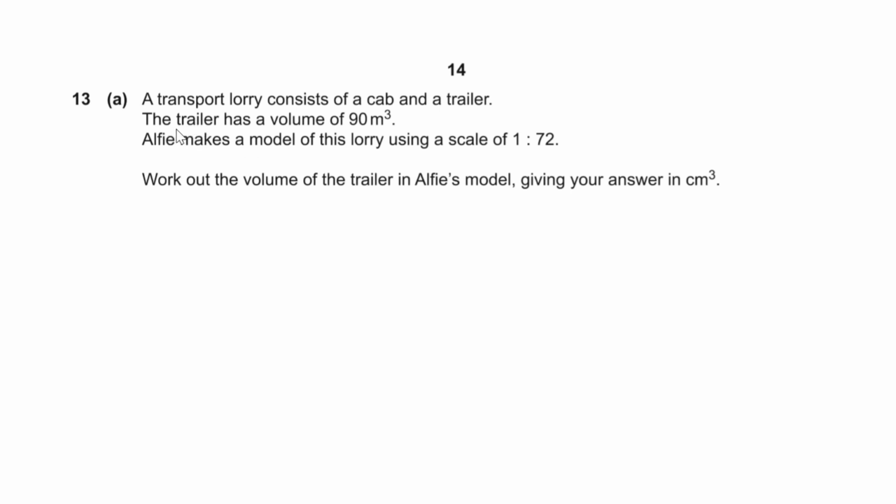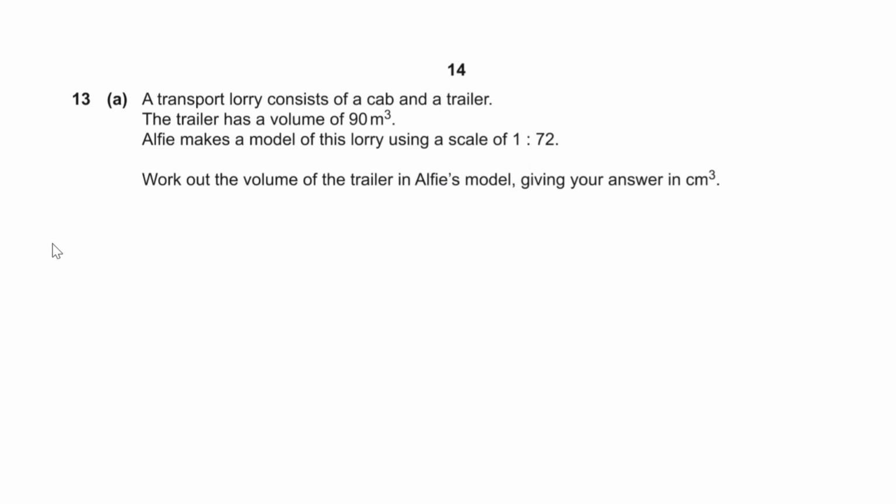Question number 13. For part A, a transport lorry consists of a cab and a trailer. The trailer has a volume of 90 meters cubed. Alfie makes a model of this lorry using a scale of 1 to 72. We have to work out the volume of the trailer in Alfie's model, giving an answer in centimeters cubed.